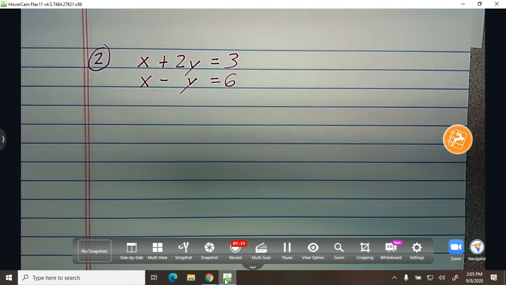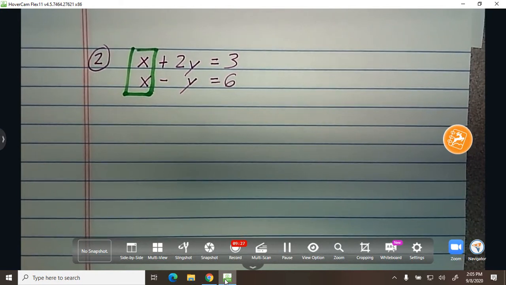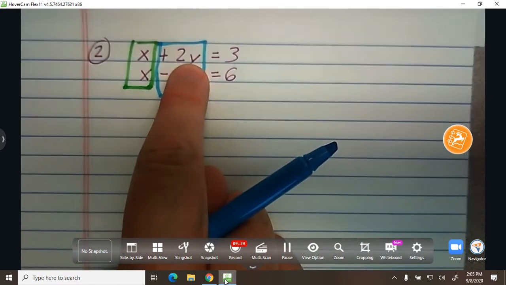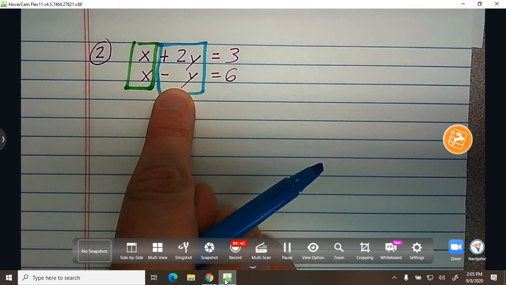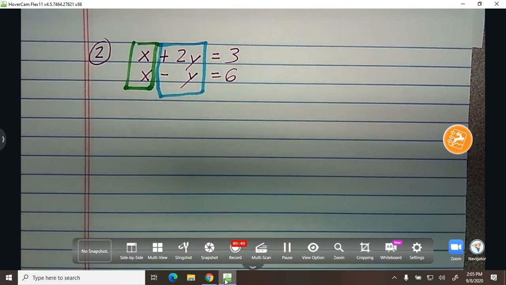And so you get to decide, do you want to eliminate the x's? Which they're almost opposites. They're both 1. You just want one to be a negative 1. Or do you want to eliminate the y's? They're almost opposites. That's a 2. If I put the negative 2 there, then they're opposites. So this is negative 1. I can multiply it by 2 to make it negative 2. So really, there isn't a correct solution. Well, there's one solution, but there's more than one method to get the solution.